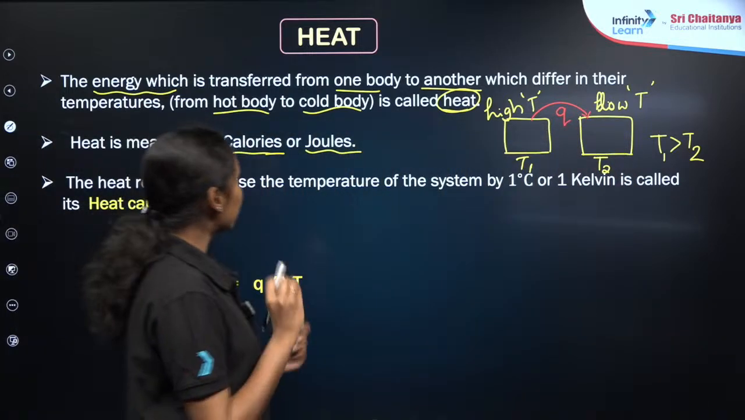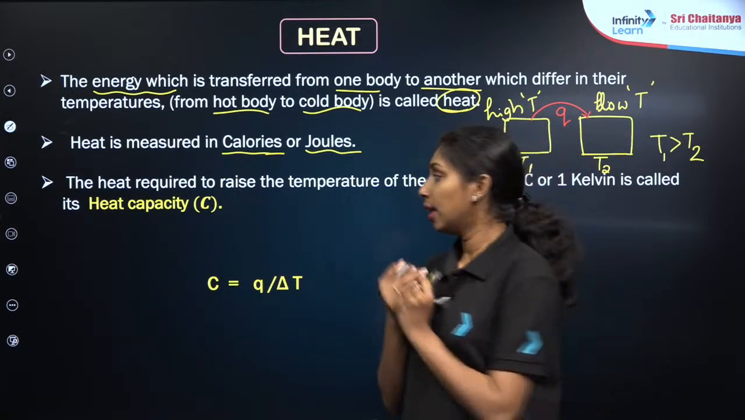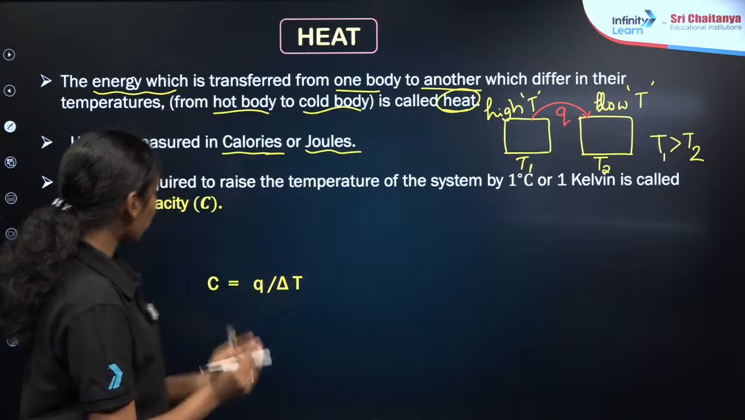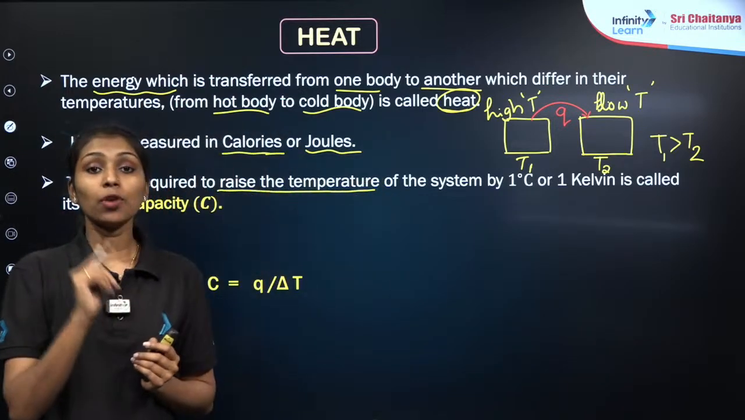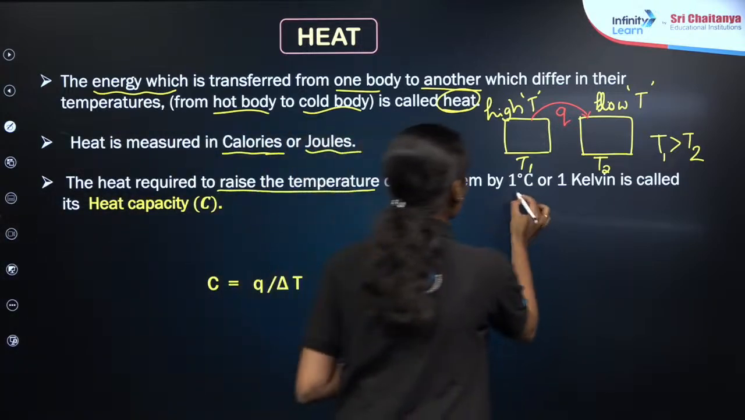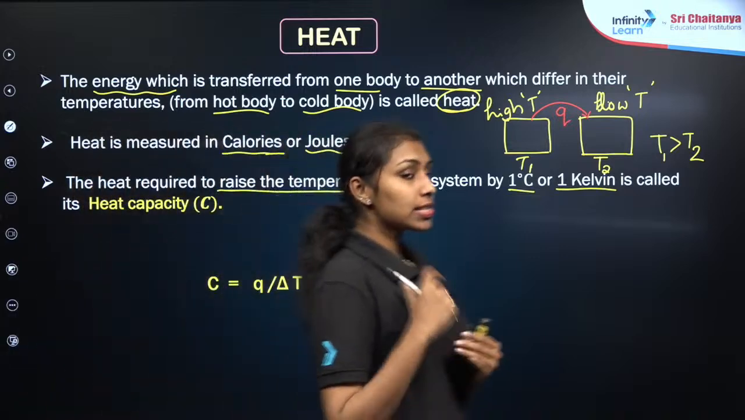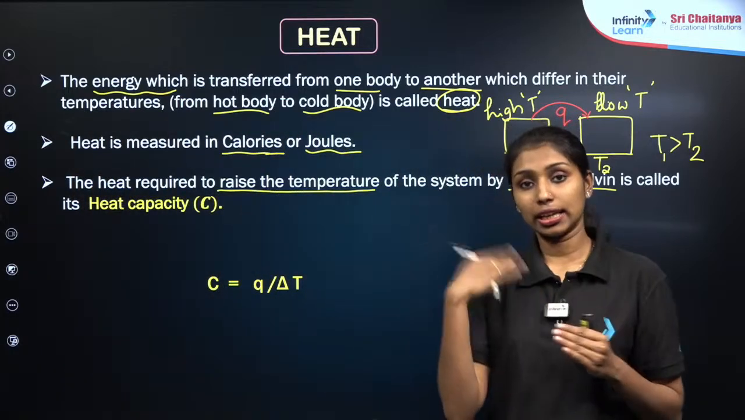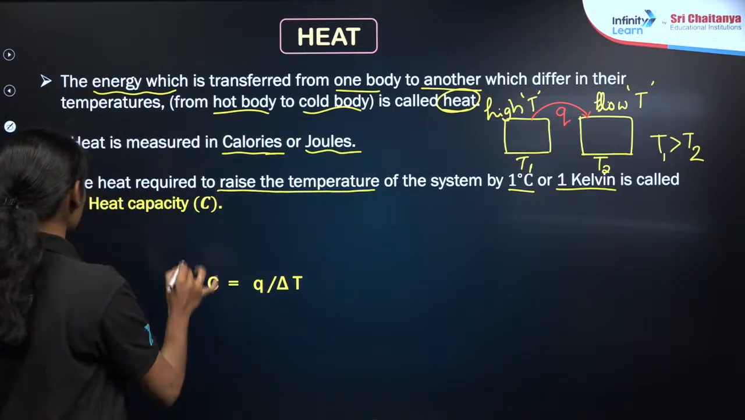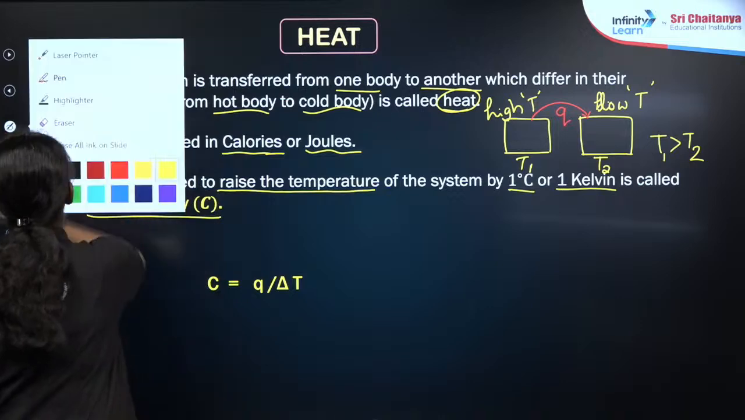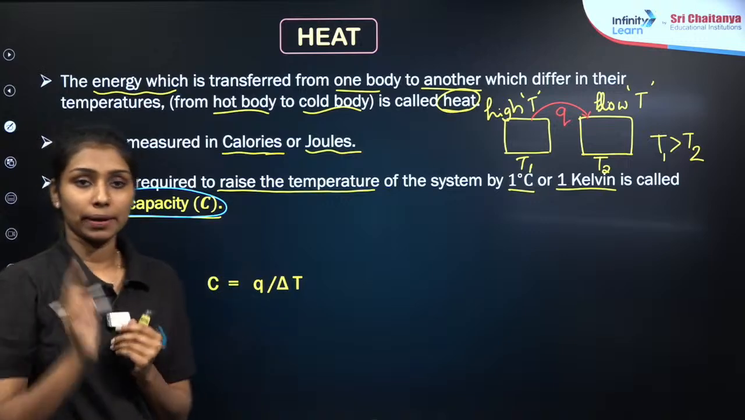Now, another important term connected with thermodynamics is heat capacity, right? Heat capacity can be defined as the heat that is required to raise the temperature of the system by 1 degree centigrade or 1 degree Celsius or by 1 Kelvin. If I am changing the temperature of a system by 1 degree Celsius or 1 Kelvin, how much energy am I giving to the system? That will be the capacity of that particular system. So it is defined as the heat capacity, and it is denoted by the capital letter C.